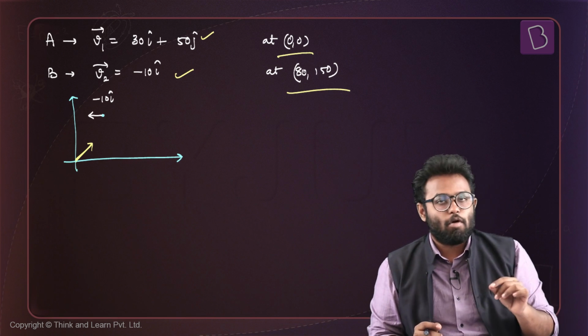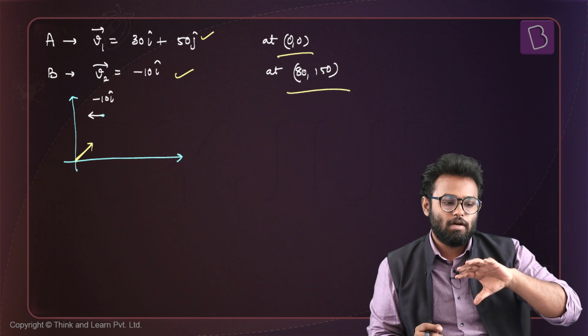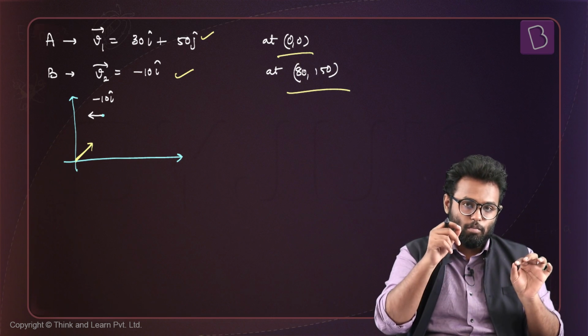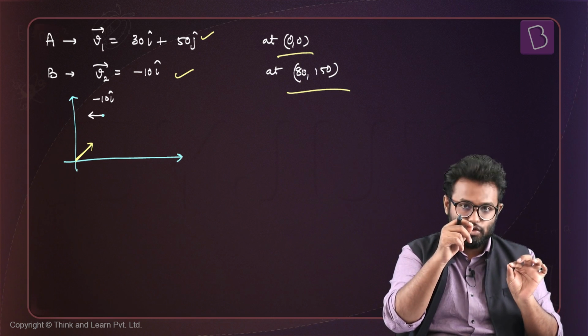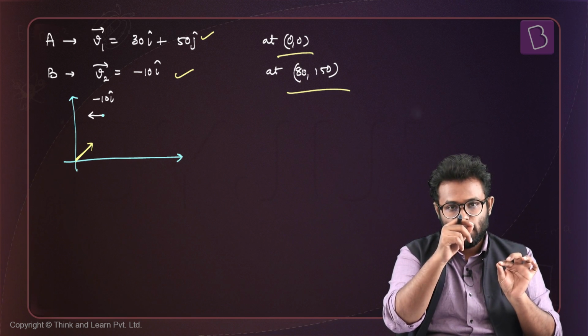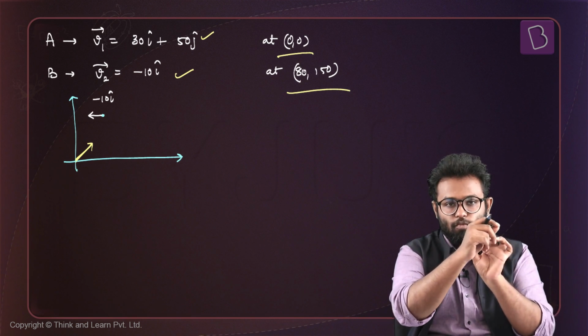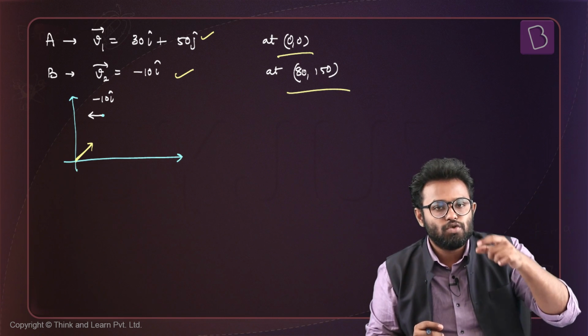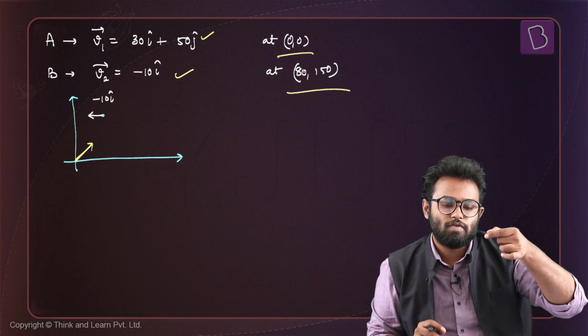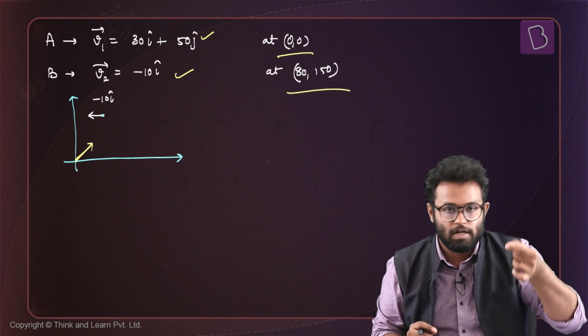Now to solve this problem, you have to either consider the motion of both of them moving, and how they're going to move past each other. Or you can reduce this problem to the motion of just one particle by using the concept of relative velocity.